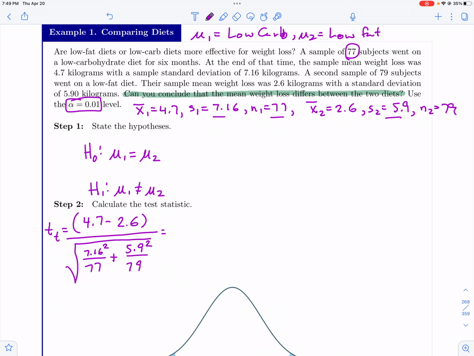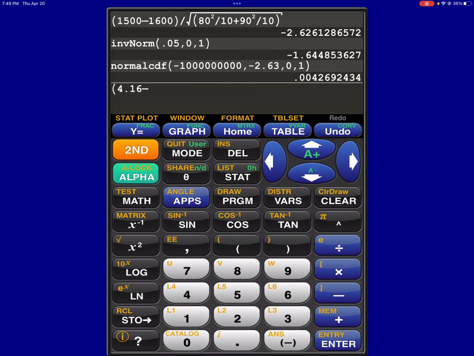All right, let's type this in the calculator, and hopefully I can remember everything here. So 4.7 minus 2.6 divided by the square root of, oh, I've already forgotten stuff, hold on. So it's 2.6. So 7.16 squared divided by 77 plus, oh, hold on, I don't think this is all in the square root. Wait a second. What's going on here?